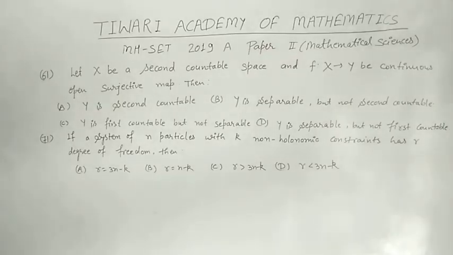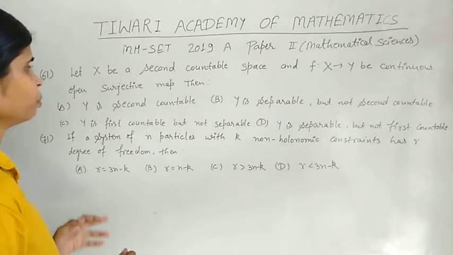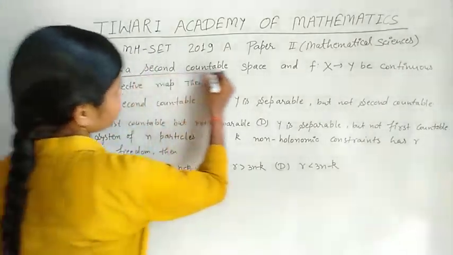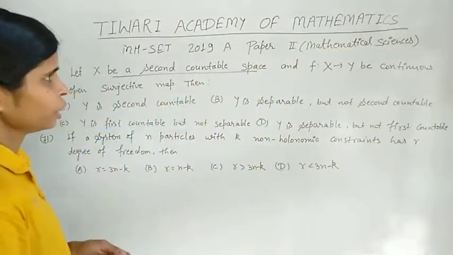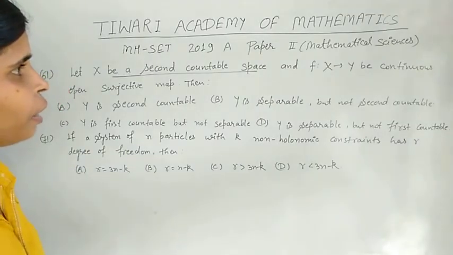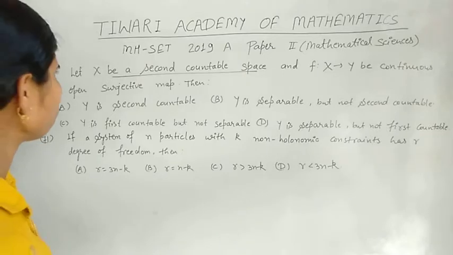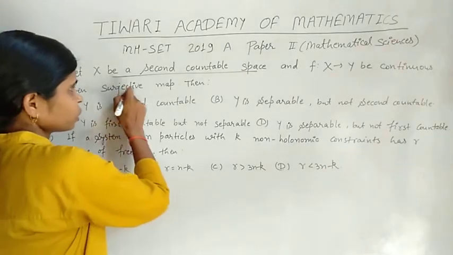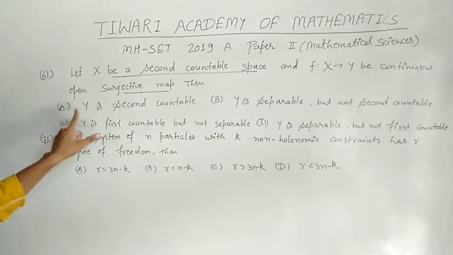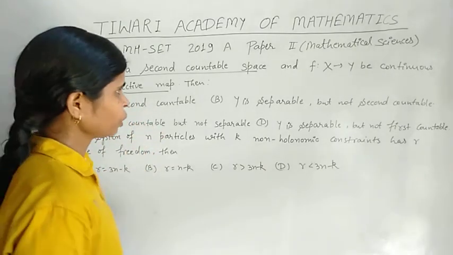Statement of question number 61: let X be a second countable space. It is based on a theorem. Let f: X → Y be a continuous open surjective map. Then option A: Y is second countable.